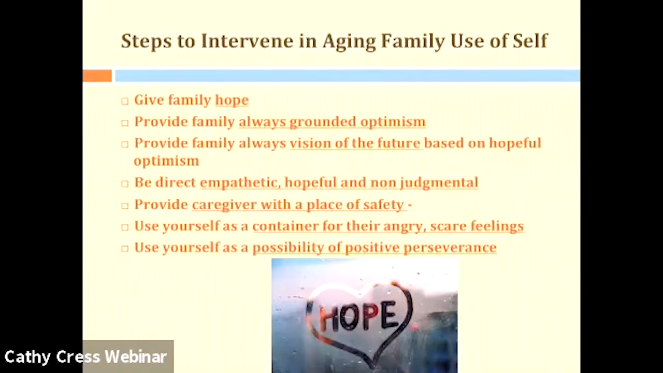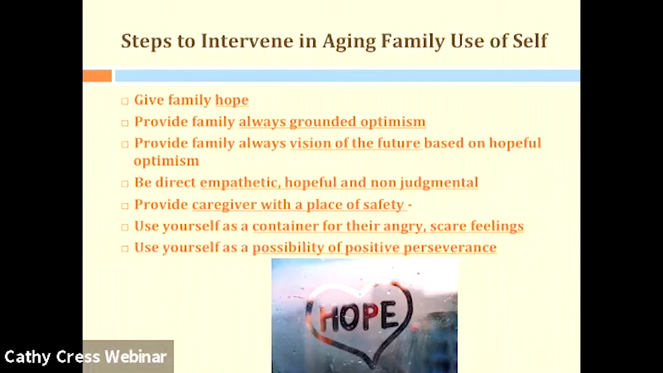And these are the last two slides. And this is really important. And I learned this from Emily Saltz. One of the most important clinical things you need to give to these families is to give the family hope. You have to provide always grounded optimism in whatever you are doing. You have to provide that family vision of the future. You have to let them see a hopeful, optimistic future for them to move toward it.